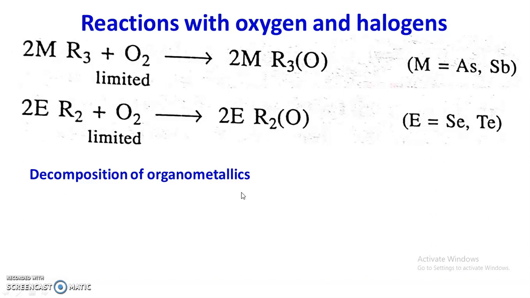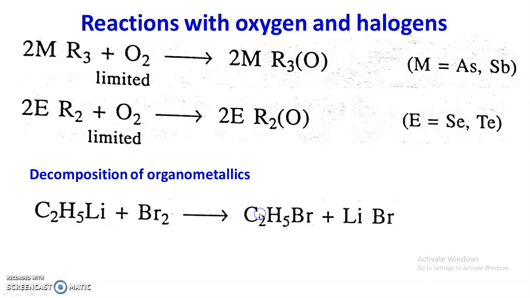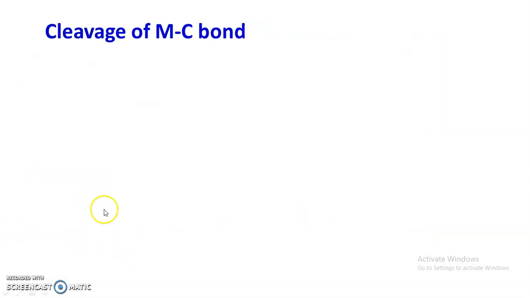Now the next part is decomposition of organometallics by halogens. Halogens decompose organometallics and form hydrocarbon halides, or alkyl halides. For example, when ethyl lithium is treated with bromine, there is a replacement of lithium by bromine and we get ethyl bromide, and there is a formation of lithium bromide. In this way, the organometallic compound is decomposed. Then cleavage of the metal-carbon bond takes place.